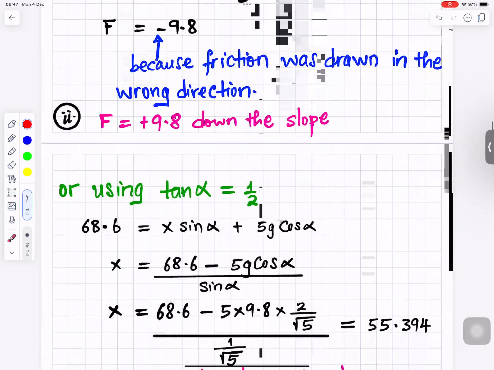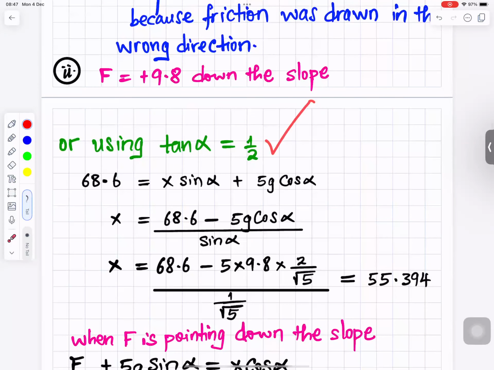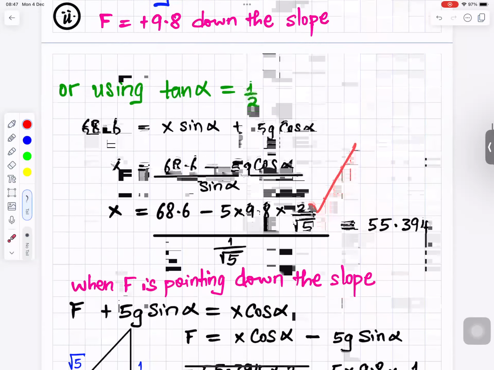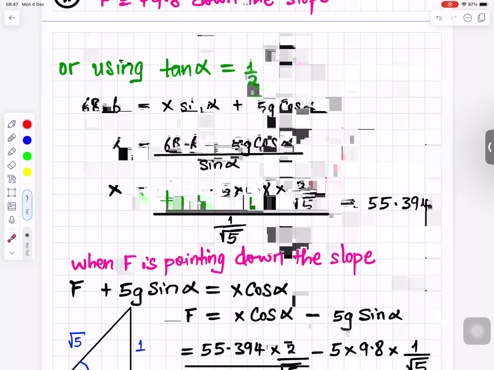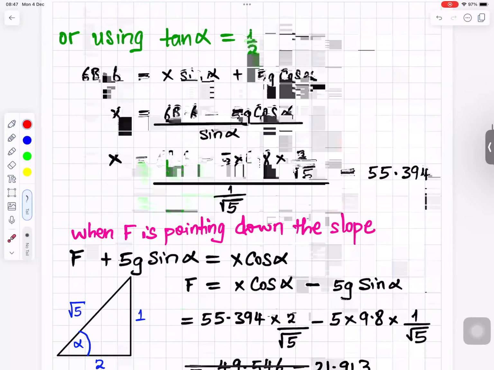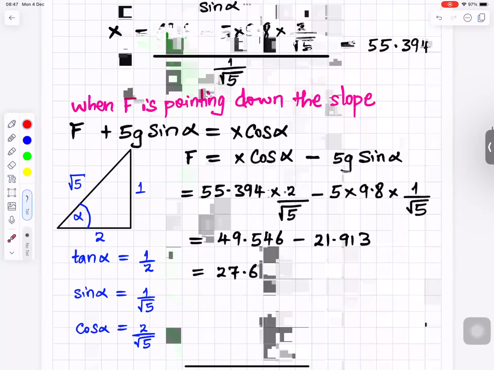And if we use tan alpha equals a half, we use everything the same as above. Substitute into X, and we will get that value for X. And when F is pointing down the slope, we substitute all of that and simplify. So we can put F plus 5g sine alpha equals X cos alpha. We solve it to get F is 27.6.